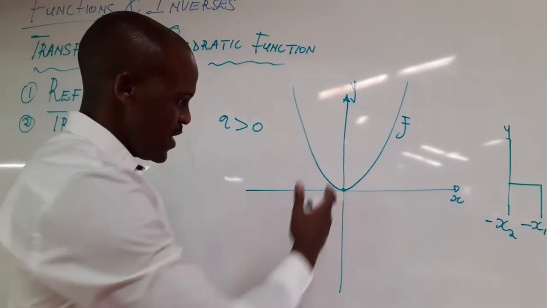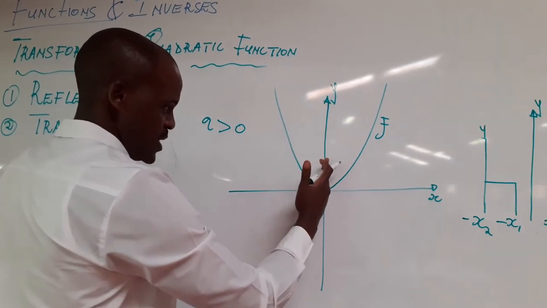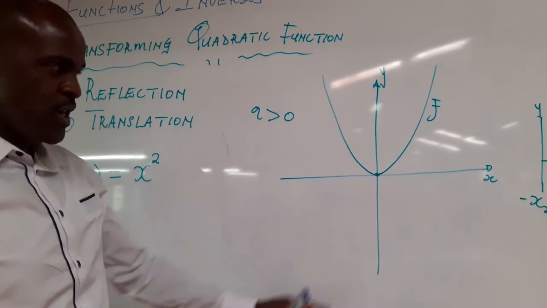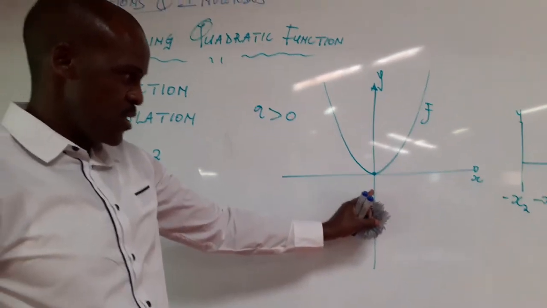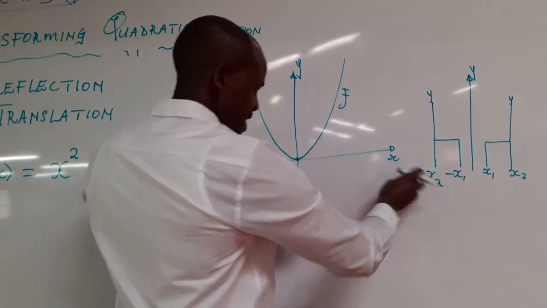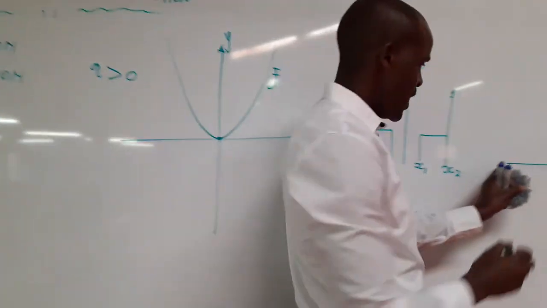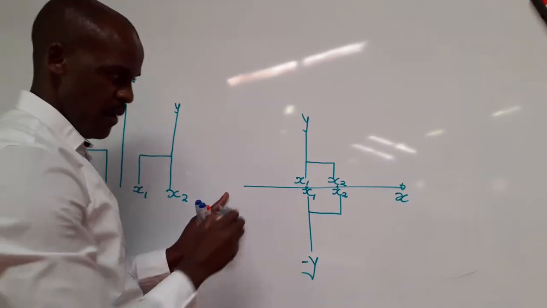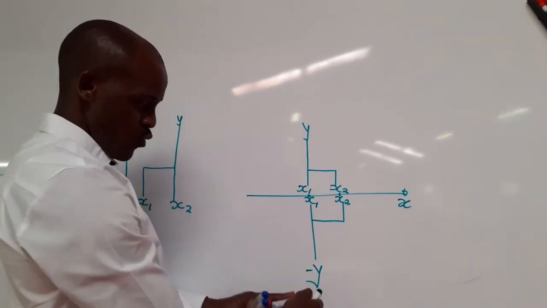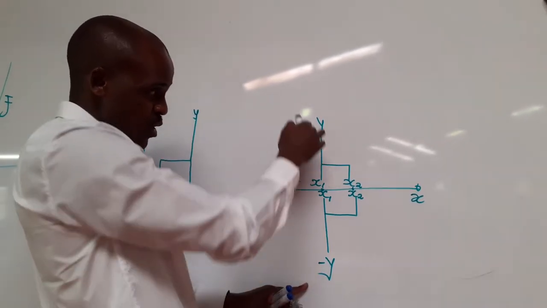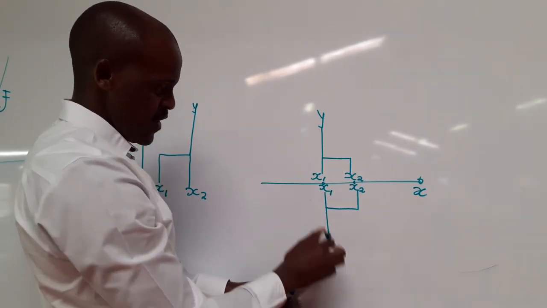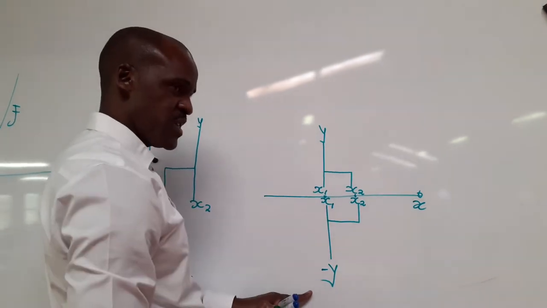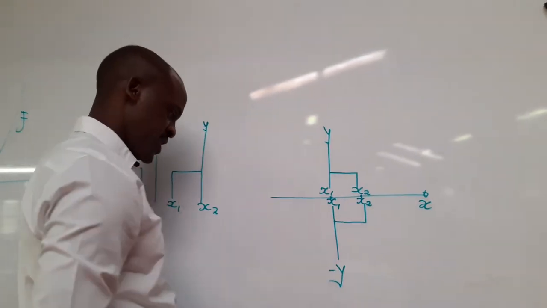In other words, if you are reflecting about the y-axis, you just have to multiply x by negative. If you are to reflect about a horizontal line or about the x-axis, y will be affected. It's positive there, and then here it's negative. So you just multiply y by negative.